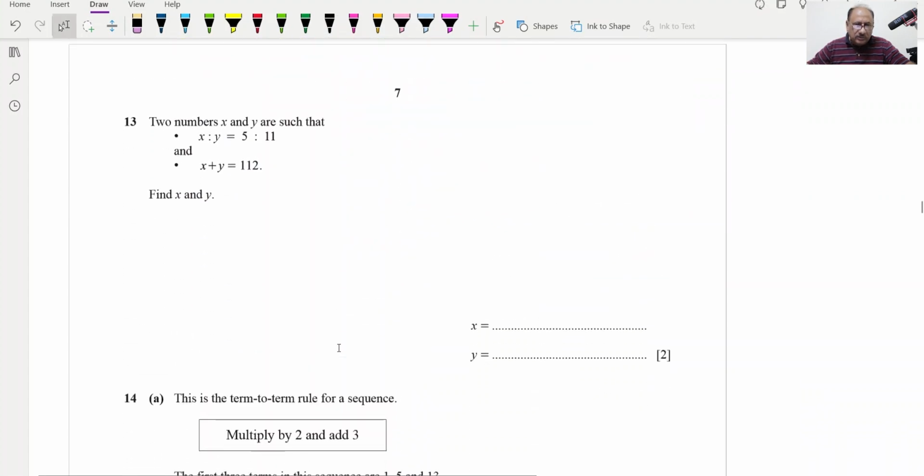Now question number 13. Question 13 says two numbers x and y are such that this is equal to this one, and x plus y is equal to 112. Find x and y. So we can write the equation like this one.